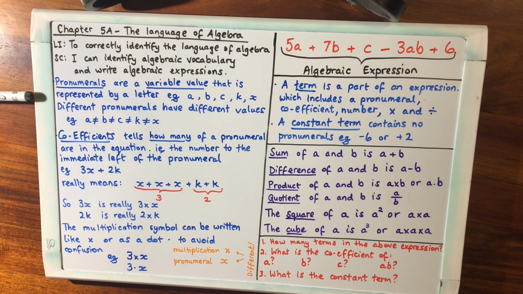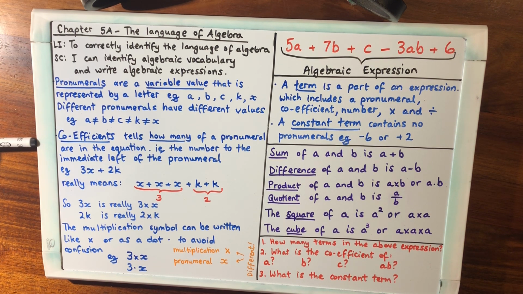Represented by a letter, for example, a, b, c, k, x. You might have different ones in the textbook, but they're all pronumerals, and that means that their values can change or they are varied. So different pronumerals have different values. For example, a cannot equal b, which cannot equal c, which cannot equal x, and cannot equal k. So the value of a might be 3. b we know is not going to be equal to 3 because that's the value of a. So b might be a completely different value like -8, for instance.